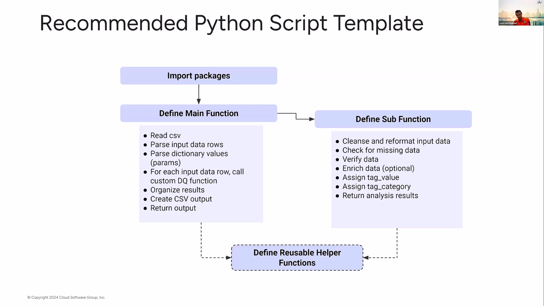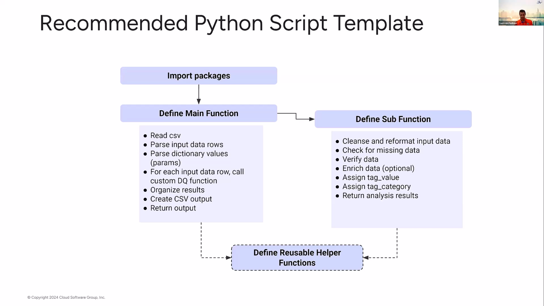In the sub-function, you're basically going to write your business logic. If you're cleansing dates, you'll have a date function. If you are doing social security numbers, your logic will differ. You may want to verify, you may want to enrich, you may want to check for missing data. All of those different steps you go through for your data validation, you implement in the sub-function. And also, this is where you start capturing the key findings. You start assigning tag values, and you would start summarizing the outcome of analyzing a row of data using the tag category.